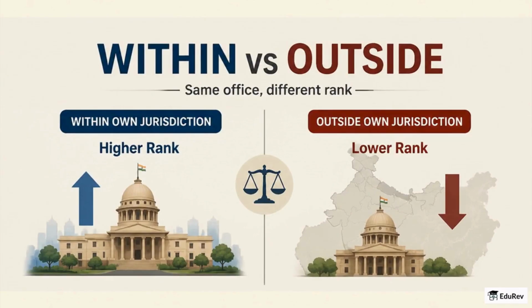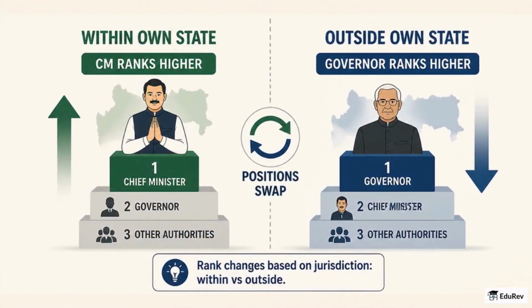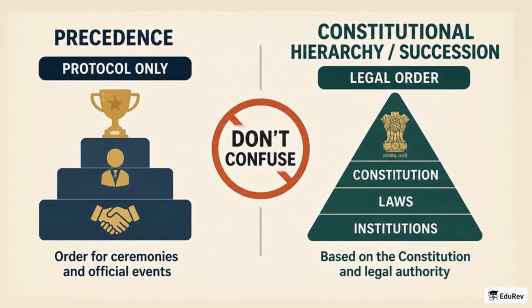Many offices move up or down the list depending on whether they are inside their own jurisdiction. For example, a chief minister ranks higher within their own state than outside it, and governors swap positions similarly. This is a precise exam trap. Don't confuse precedence with constitutional hierarchy or succession, because precedence is about protocol only.